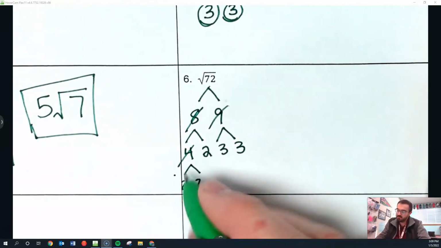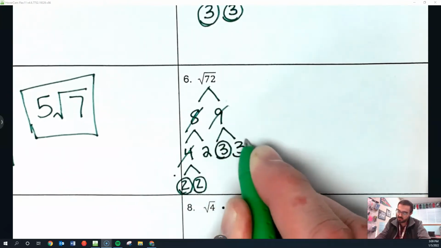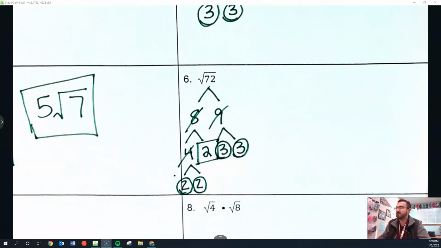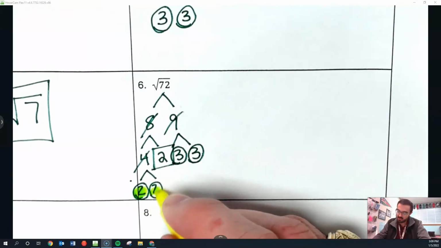9 goes away. We have a pair of 2's right here. We have a pair of 3's right here. And then 2 is by itself. Okay, so let's walk through slowly again how we do this, because now we got a couple pairs and we're like, oh my gosh.